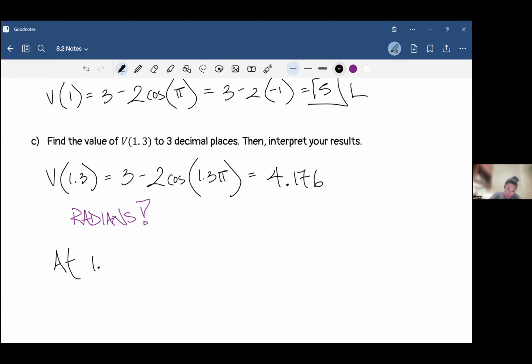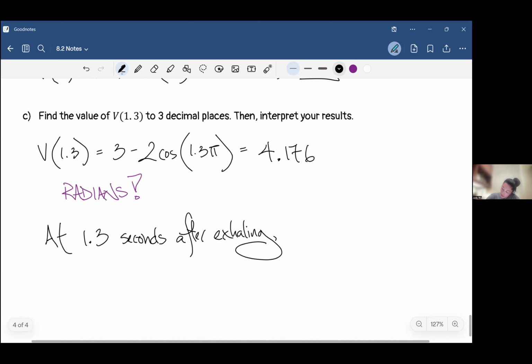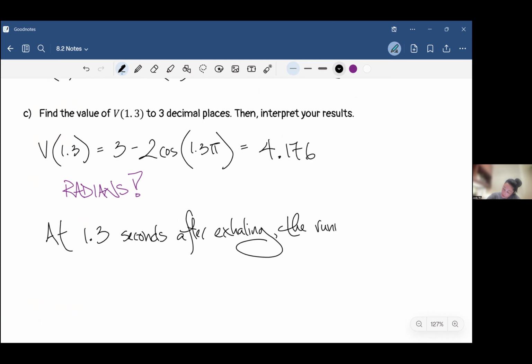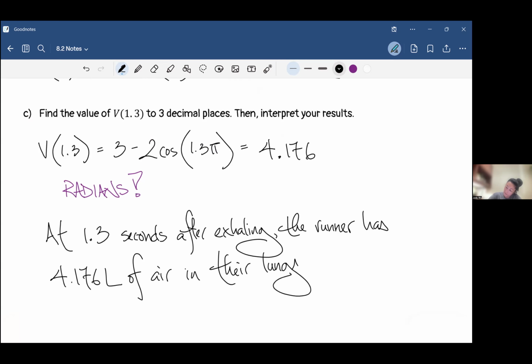And so what this means is that at 1.3 seconds after exhaling, the runner has 4.176 liters of air in their lungs. Okay? So we're not just finding things, but we want to make sure we know how to interpret our results and think about what they mean.